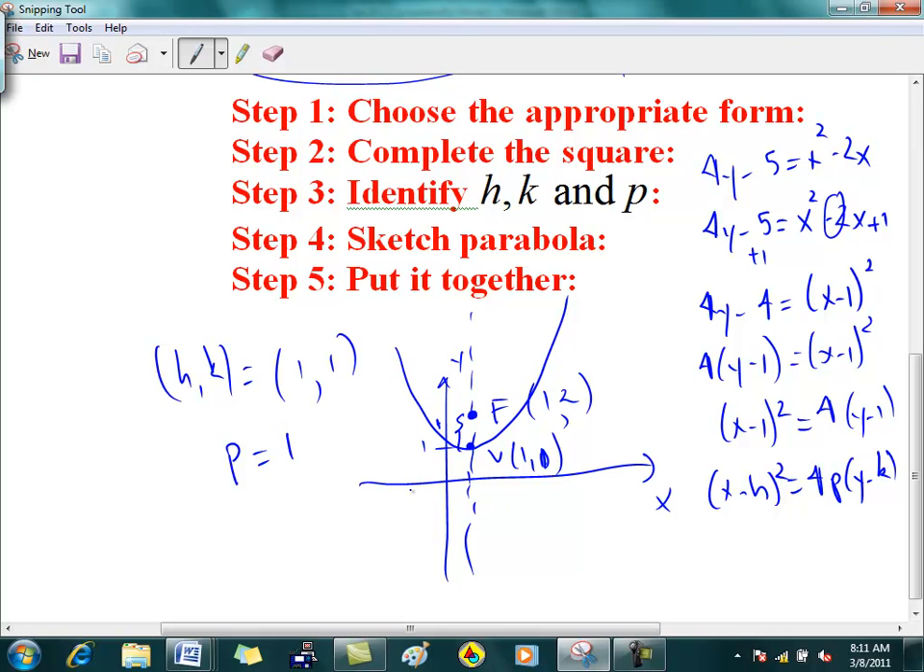Because remember the directrix has got to be on the other side of the vertex, right? It's got to be somewhere out here. Somewhere out here. And its distance is going to be exactly the same distance as the focus is from the vertex. So it's going to be 1 unit from here, which means that it's going to be this line here. That's your directrix. And its equation is y equals 0. Is everybody okay?